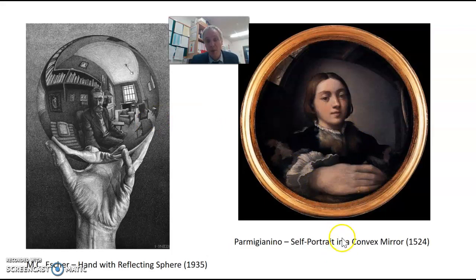Parmigianino, who was around in the Tudor times in England, again the reign of Henry VIII, had a similar idea. This is a convex mirror, so convex means to bulge out slightly. You can see his hand is really distorted there. Perhaps you could try something similar in your self-portrait.